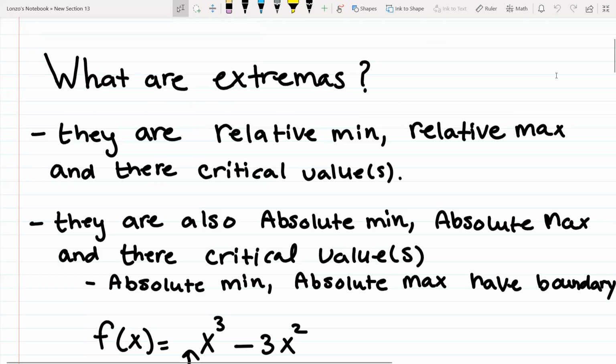Hello. Today we're going to learn about extremas. In this section, I will go over the difference between a relative extrema, local min or local max, and an absolute extrema, absolute max and absolute min. And then I will show you how to find them. So what are extremas?